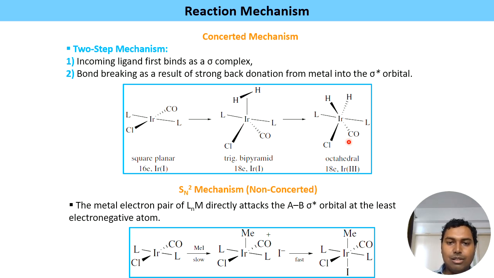And also this is iridium(III), and the coordination number is also increased by 2, the oxidation state is increased by 2, and the electron count is here 18, that is also increased by 2 when we compare it with the square planar starting material.